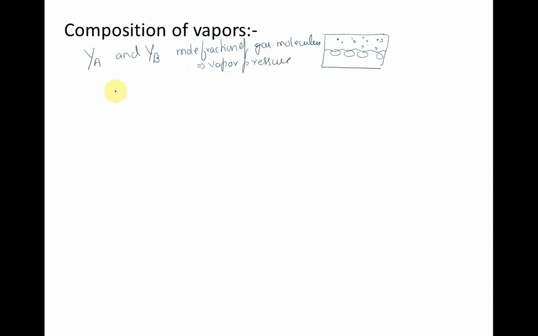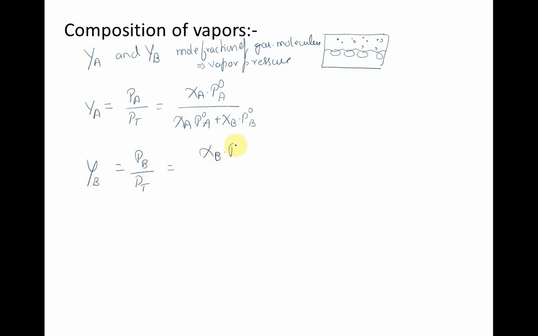So how to calculate this one? Mole fraction of A in vapor phase is always equal to PA by P total, that is equal to mole fraction of A into P naught A by (mole fraction of A into P naught A plus mole fraction of B into P naught B). And YB, the mole fraction of component B in vapor phase, is equal to PB by P total, that is equal to mole fraction of B into P naught B by (mole fraction of A into P naught A plus mole fraction of B into P naught B). Hence the expression. Pause the video and note it down.